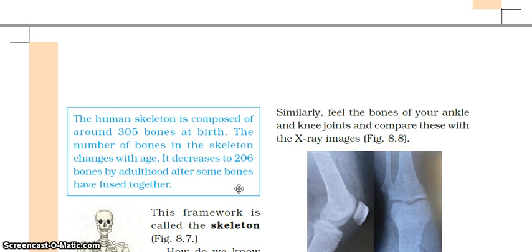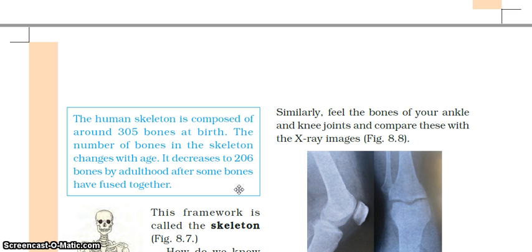So students, we have studied about the different types of joints. A few of the joints are immovable joints, a few are partially movable joints, and a few are freely movable joints. In freely movable joints, the examples are ball and socket joint, hinge joint, and pivotal joint.